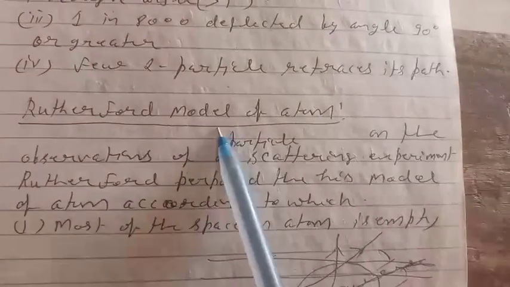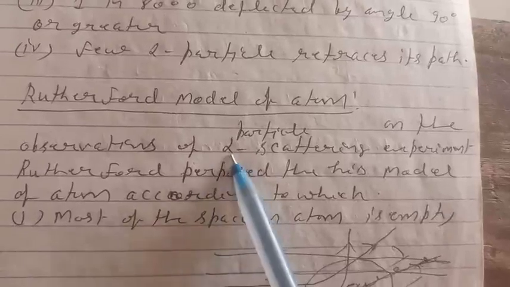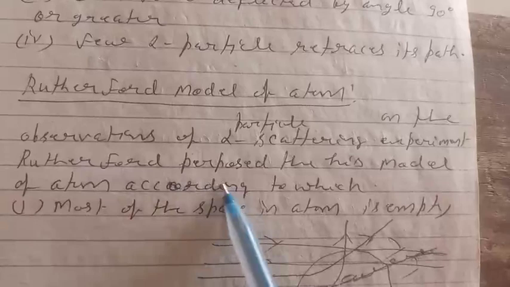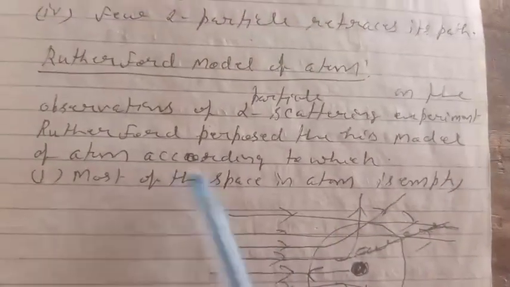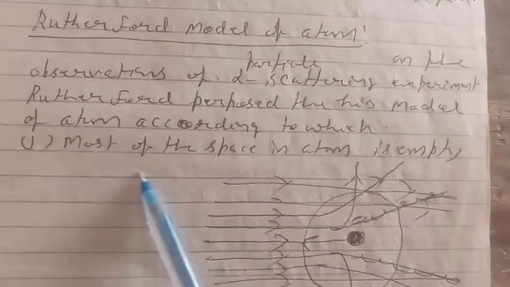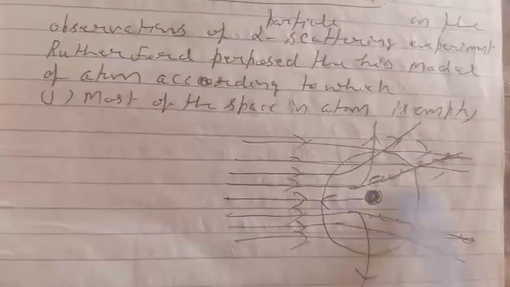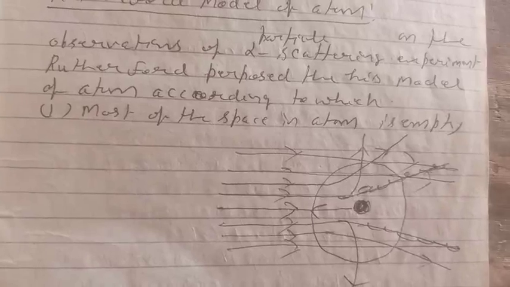Rutherford model of atom. The Rutherford model of atom was based on the above experiment. On the observation of the alpha particle scattering experiment, Rutherford proposed his model of atom according to which most of the space in the atom is empty. This is the atom, and the particle is going. Because most of the atom is empty, the particle passes, so most of the particles pass undeflected.